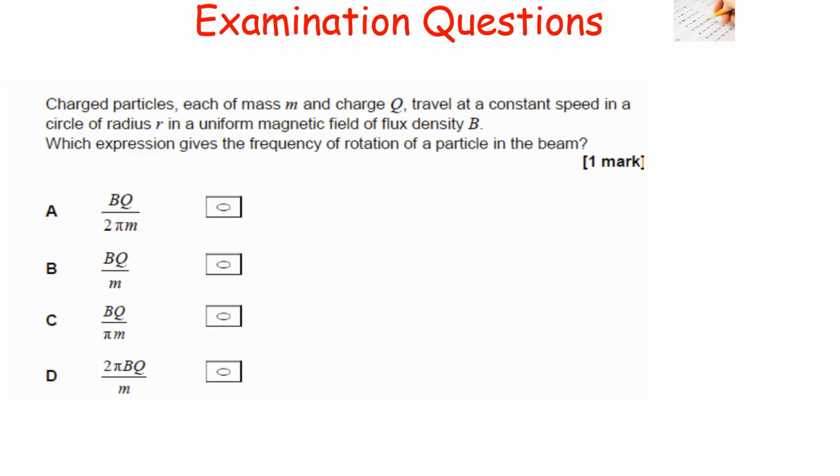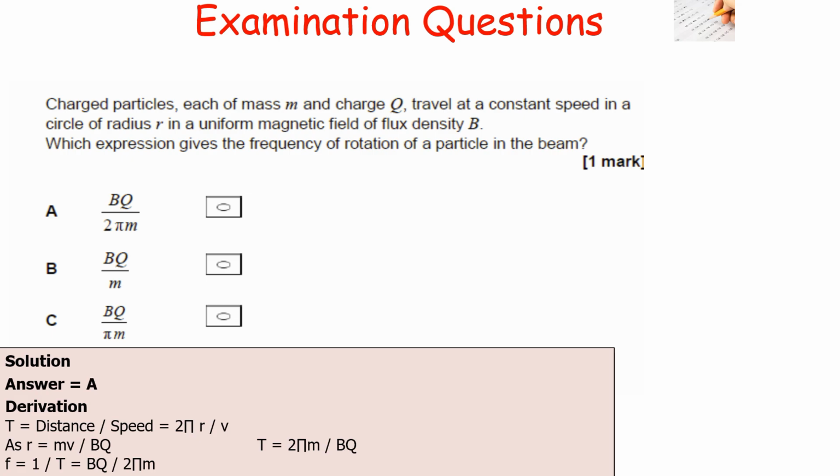Right, so our answer here is going to be A, because you know that time is distance over speed, just rearranging speed as distance over time. So our distance is going to be 2πr, because we are moving in a circular beam, because it says we're going in a circle, so therefore our distance we're going to travel is going to be the circumference, which is 2πr. Then we divide it by our speed v.